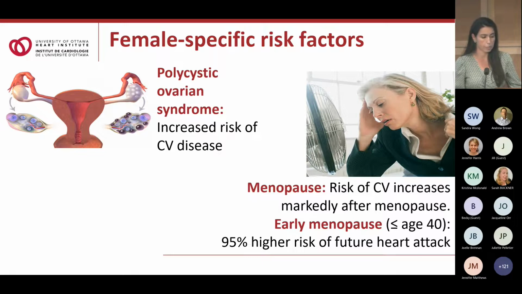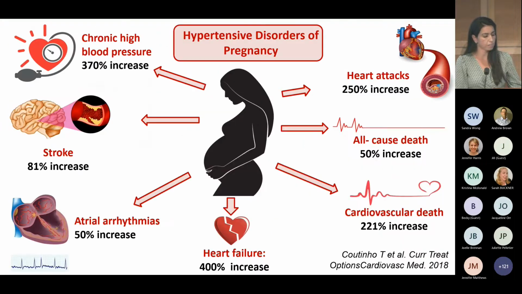So here are some examples. Polycystic ovarian syndrome, PCOS, increases a woman's risk for cardiovascular disease by a little bit, and that's mediated through the metabolic effects of insulin resistance. It's no secret that a woman's risk for cardiovascular disease increases after menopause. But for those women who reach menopause early, at the age of 40 or earlier, the risk for myocardial infarction is 95% higher than for a similar-age woman who did not experience early menopause.